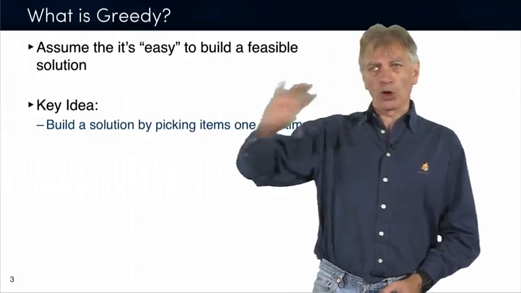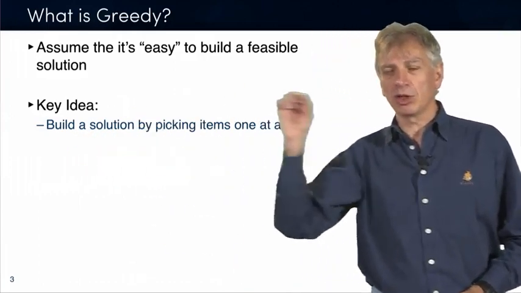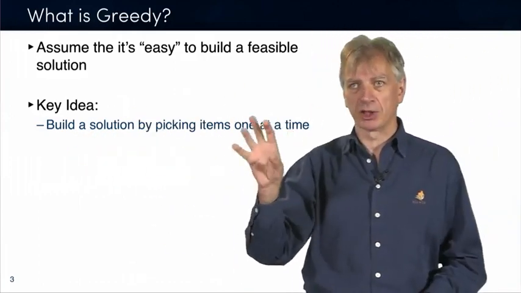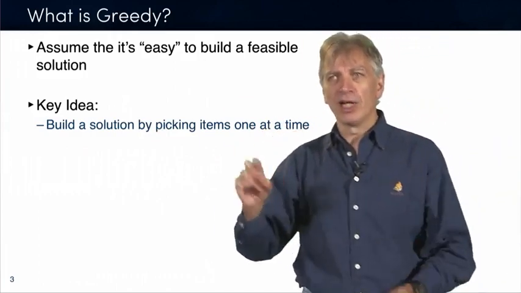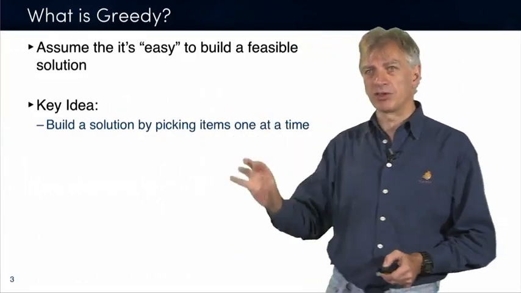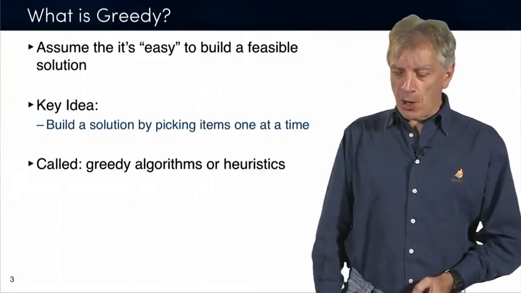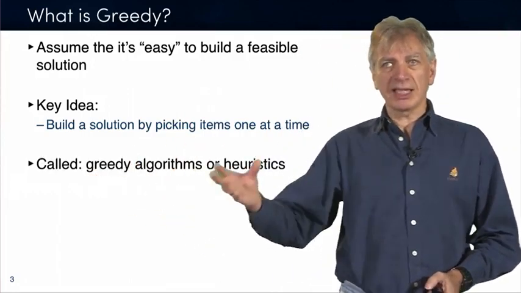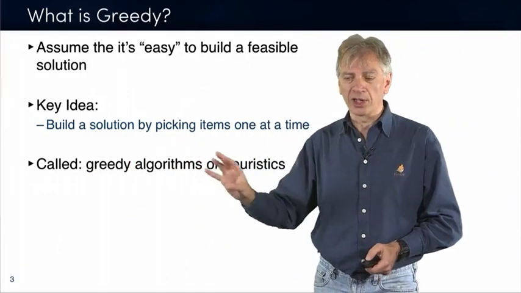So the key idea on all the greedy algorithms is going to be the same. You're going to pick one item at a time in a greedy fashion. And the only thing that's going to differ is the meaning of greedy in every one of these algorithms. So we call them greedy algorithm or heuristic, and you'll see why later on. I will tell you why we call them this.